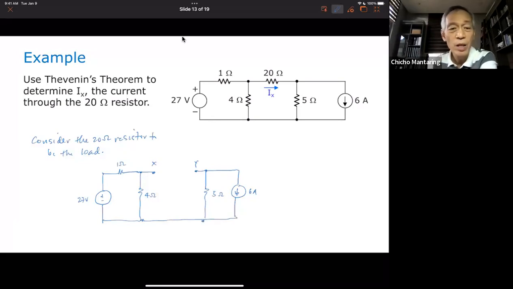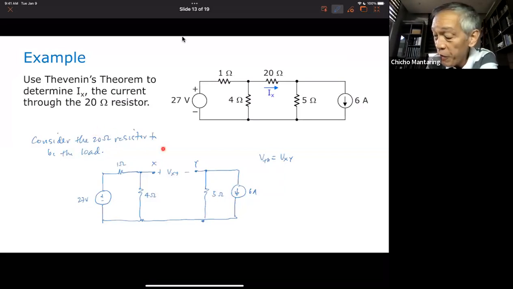Okay. So what is my Thevenin voltage? My Thevenin voltage will be this one, no? Plus minus Vxy. VTH is equal to Vxy. I removed my 20 ohm. No? I removed my 20 ohm.